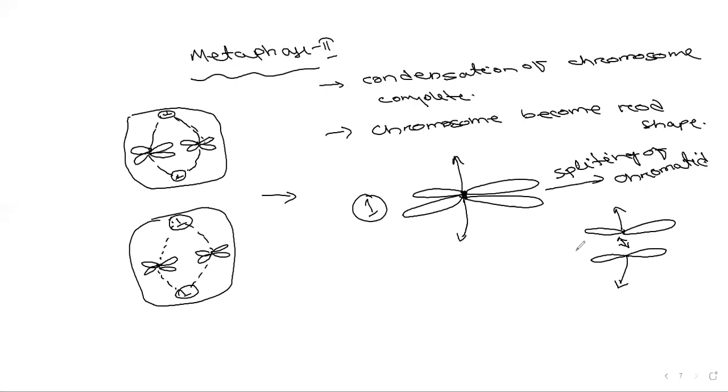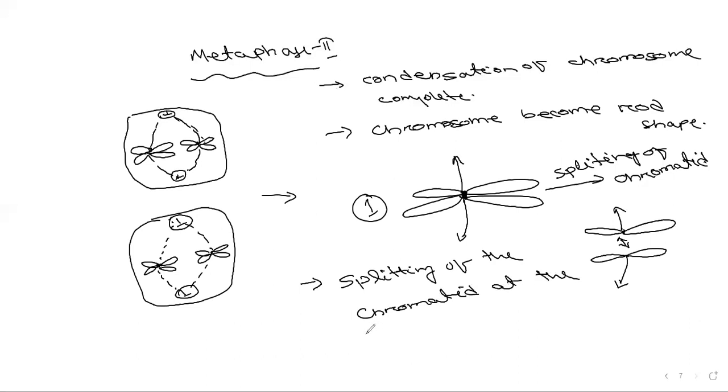Okay, so we can find that in anaphase 2. Clearly it is visible at the time of anaphase 2. Here there will be splitting of the chromatid at the centromere.